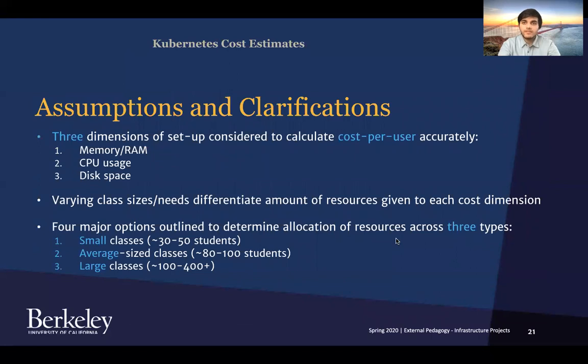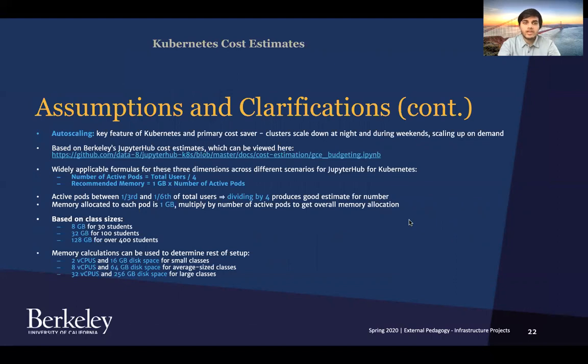A lot of the same clarifications are going to be here. So we pretty much have the same 3 types, the same 3 dimensions that we're going to use to calculate these. And what we realized was autoscaling is a key feature of Kubernetes and is a primary cost saver for them. Now, autoscaling scales down at night and during weekends, essentially whenever your clusters just aren't as active, and it scales up based on your demand.